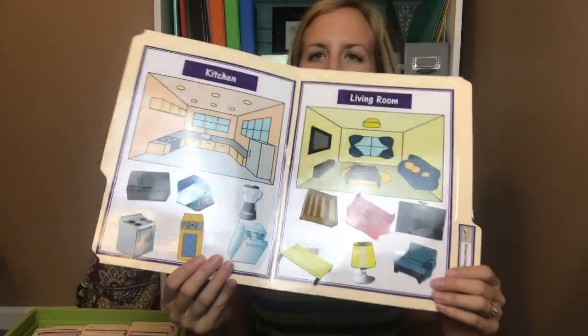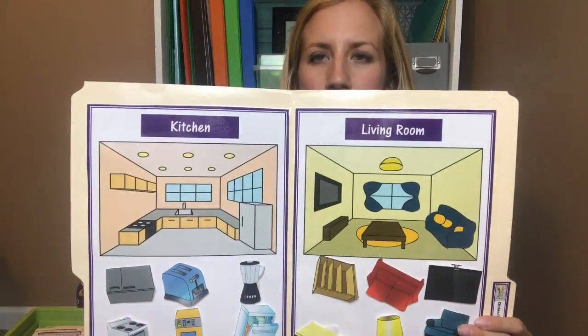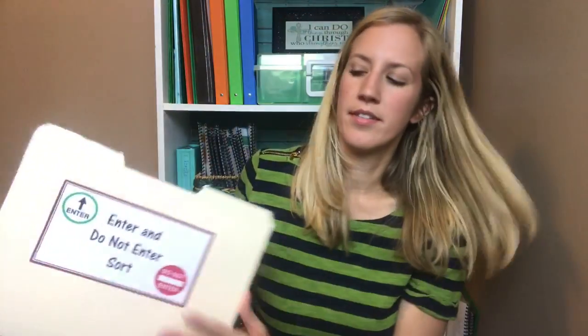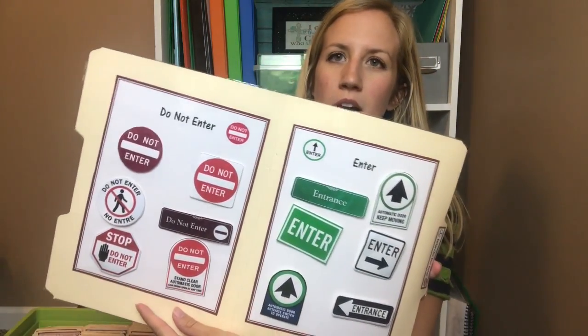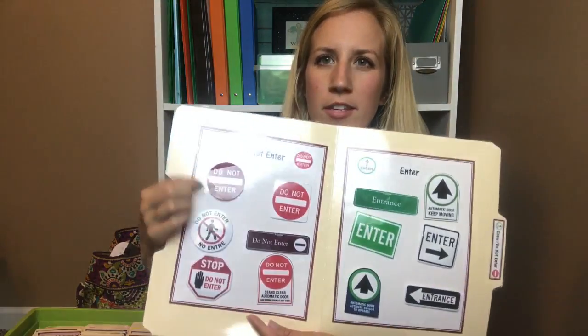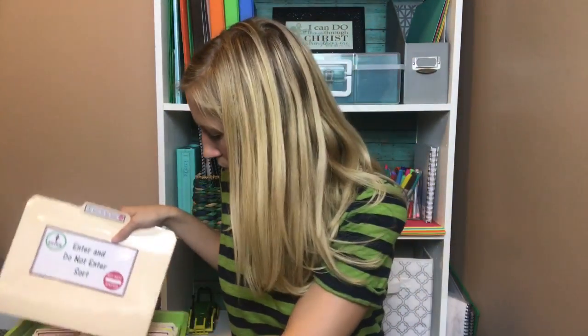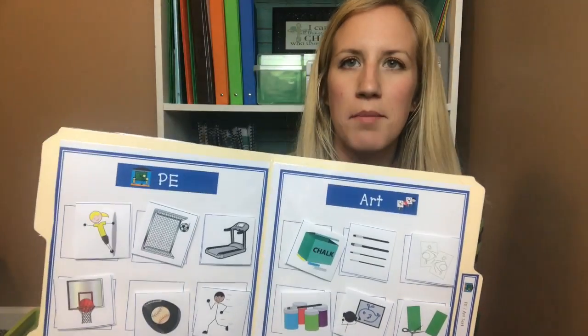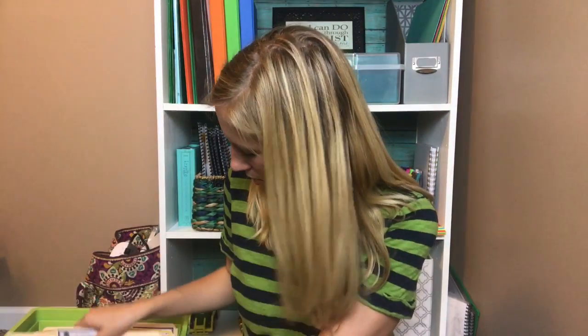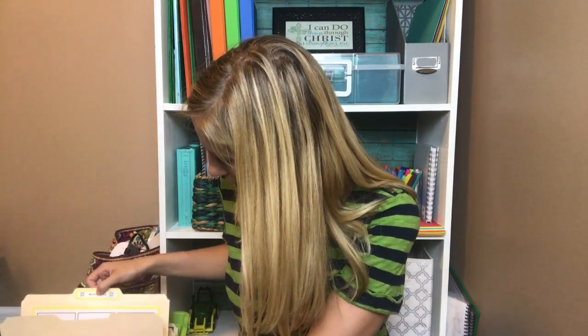We have some household sorts, so sorting whether it goes in the living room or the kitchen. Have some community sign ones. This one is sorting enter and do not enter. So this one is the sorting level. There's also a matching level with these right under it, so it works for your students who are matching and your students who are sorting. Here's some fun school ones, sorting between PE and art. There's a whole bunch of different ones like that in the school file folders.